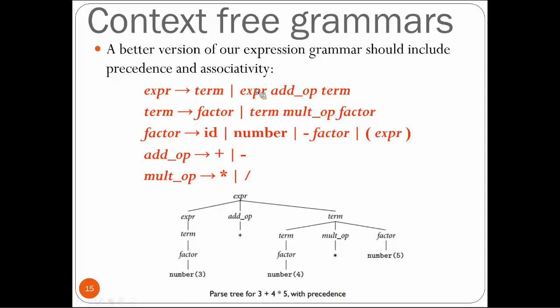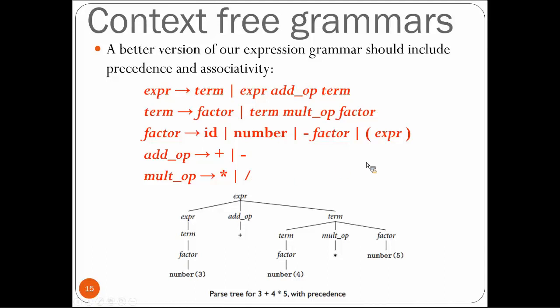So expression is a term, or is an expression, add operation, another term. Now we implement the fact that addition has lower priority than multiplication, because multiplication will be solved by another non-terminal, term. A term is a factor, or is a term followed by a multiplication operation followed by a factor, where factor is ID or number, which are tokens, minus factor recursively, which is unary minus, or an expression within parentheses. And the add operation is plus or minus, and the multiplication operation is multiplication or division.